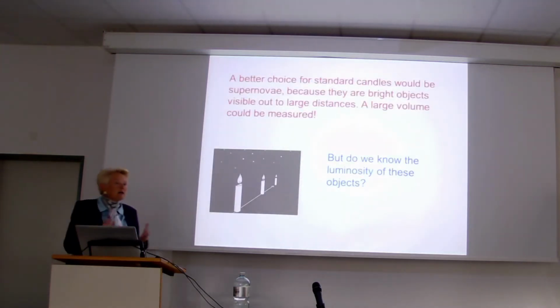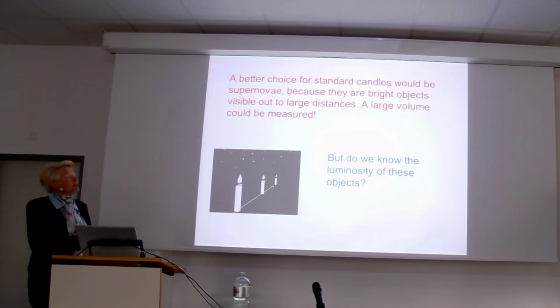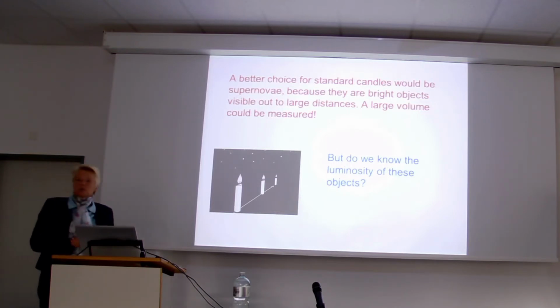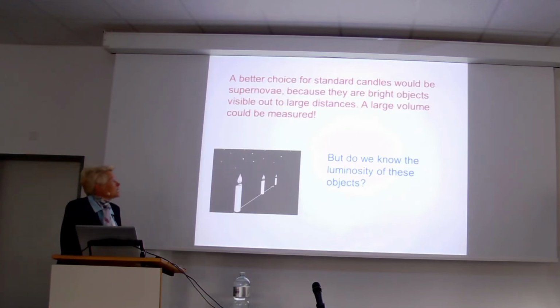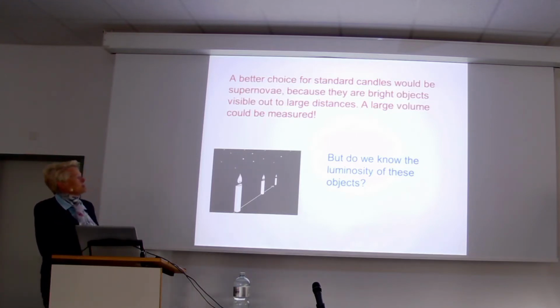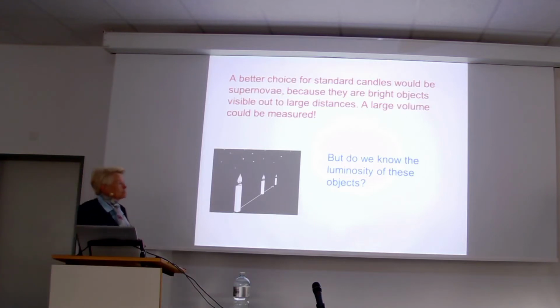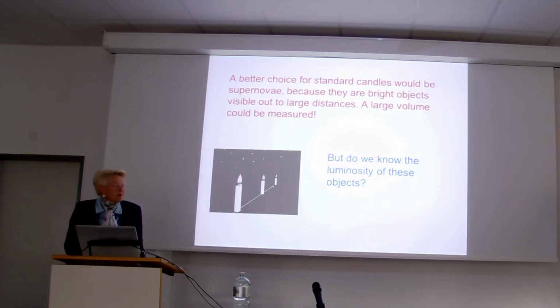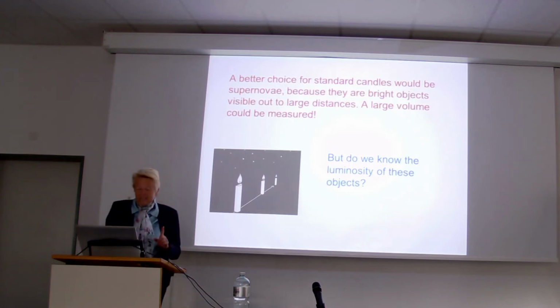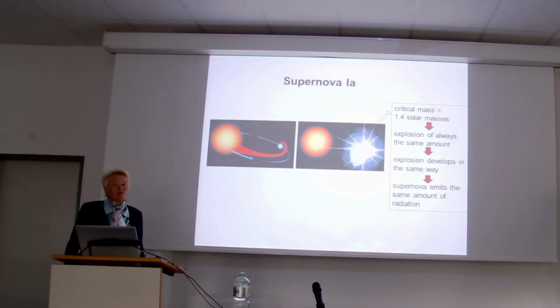Therefore, other people have thought of other standard candles, and they came up with the idea of supernovae. Because supernovae are very bright. They can be as bright as a whole galaxy for a short time. And in this way, a large volume could be measured. So now the question is, do we know the luminosity of the supernova? Do they all emit the same amount of radiation? Yes, there is one type of supernova that emits the same amount of radiation.